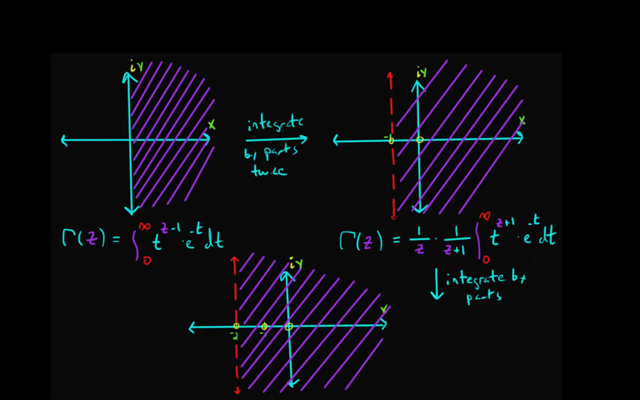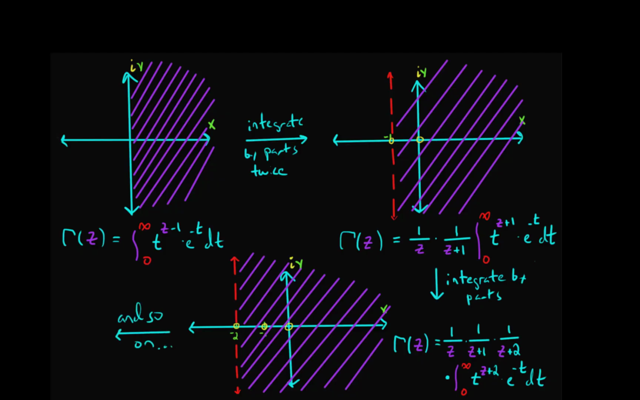And our formula for the gamma function is now gamma of z equals 1 over z times 1 over z plus 1 times 1 over z plus 2. I'm running out of space here, so I'll write the integral in the next line, times the integral from infinity to 0 of t to the z plus 2 times e to the -t dt.